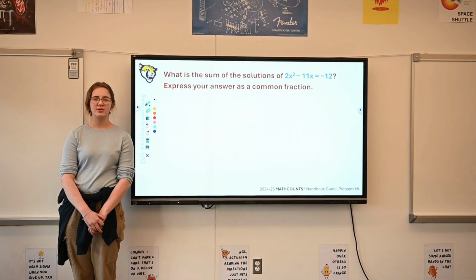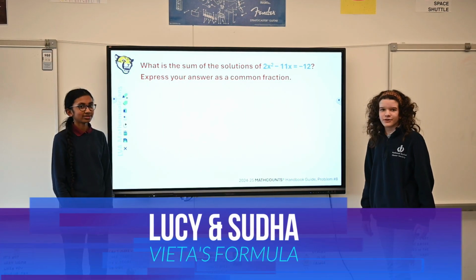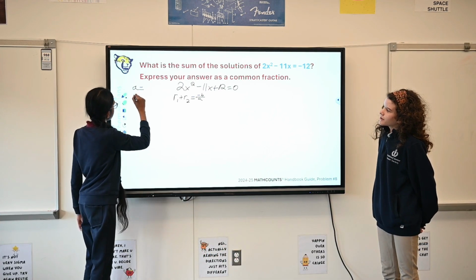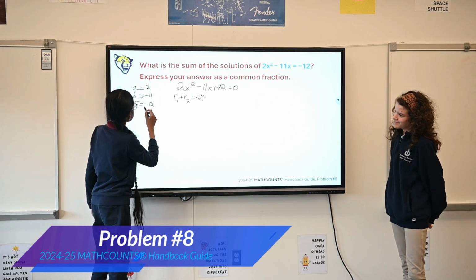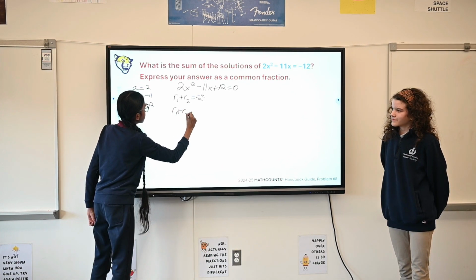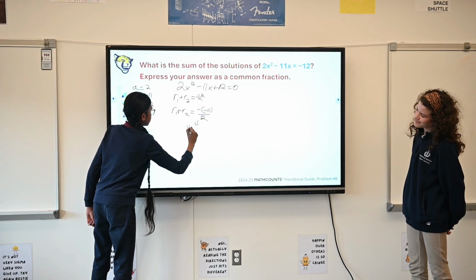Wow. How about Lucy and Sue to solve the next one? Let's solve this with Vieta's formula. The a, b, and c terms are 2, -11, and 12. And inputting them into the equation would be r1 plus r2 equals -(-11) over 2. And that would equal 11 over 2.